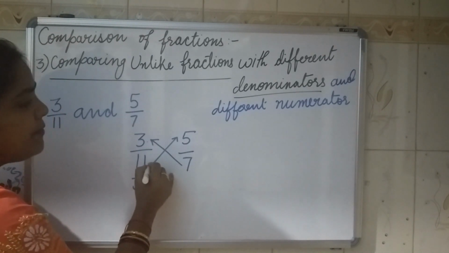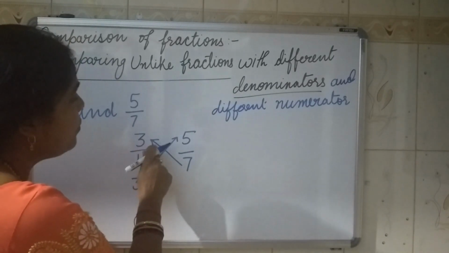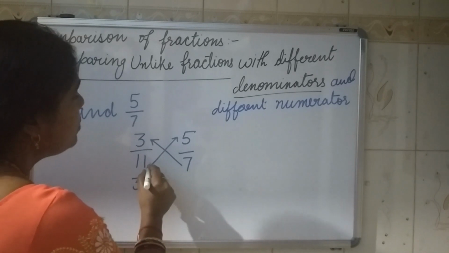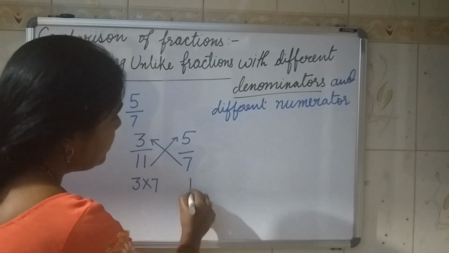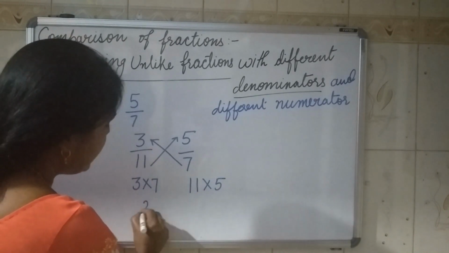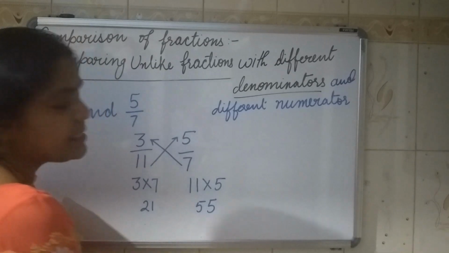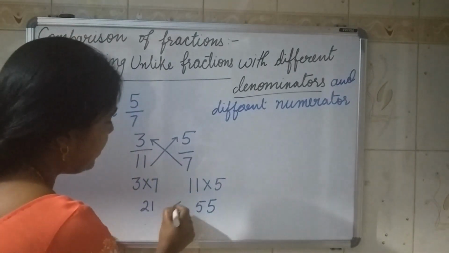And this tail side, that side we will not write. This side where the tip, this arrow, is there, that side we will write down. So now the second one is 11 into 5. This is 11 into 5. So 3 into 7 is 21. 11 into 5 is 55. Which number is greater? 55 is greater. So we will write down like this.